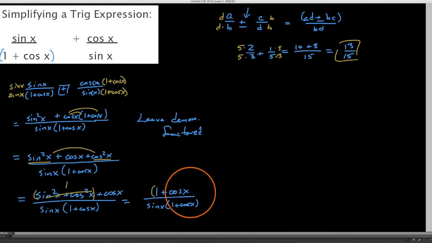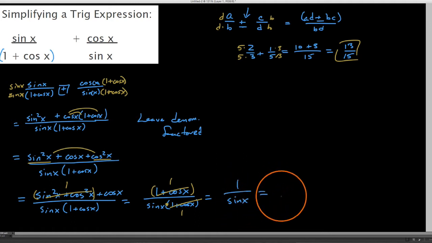And the reason why I wanted to leave this factored in the first place is because if we associate these two terms on top as being one complete value, I notice that we have this over something times something in the basement. Since this is a product down here, we can say that this factor in the bottom cancels out with this factor on the top, and what we get left with is 1 over the sine of x.